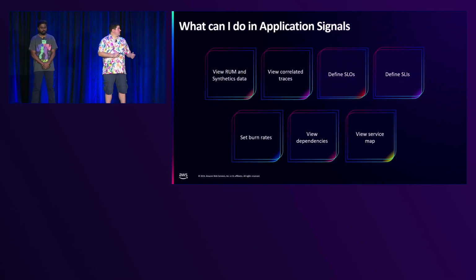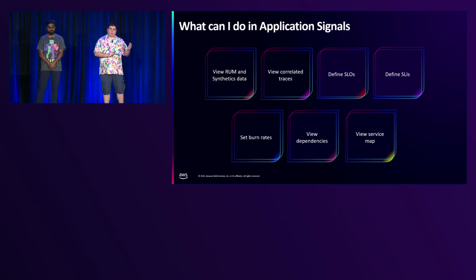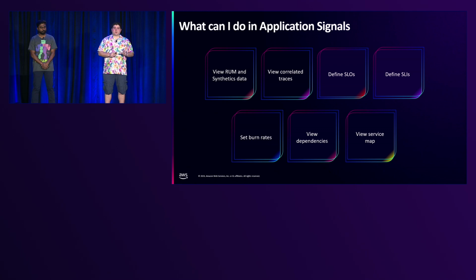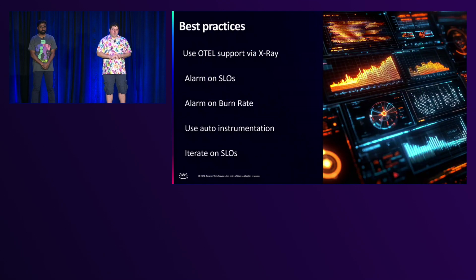Now, what can we do with Application Signals? Like I mentioned before, we're able to view RUM and synthetic data. We can view correlated traces. When we see there's a problem, we can view correlated trace spans for that specific problem or that specific time series. We're then able to define SLOs and SLIs. The important one I mentioned earlier is set burn rate metrics. You can view your dependencies, and then, of course, view your service map. So this is really your prescriptive operator dashboard and a way to actually understand the health of your services. So when somebody asks, how do you understand the health of your workload, health of your service? If we're using Application Signals, we can answer that pretty easily. Now, some best practices.